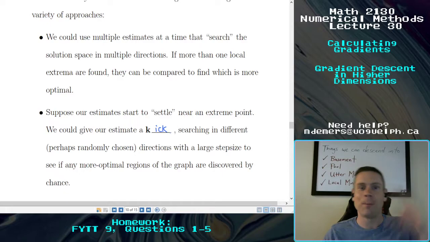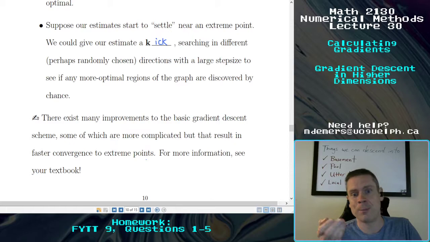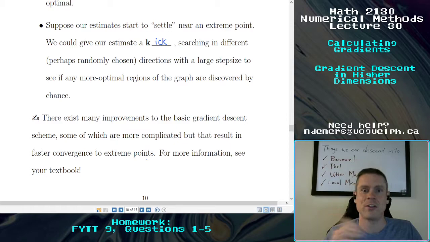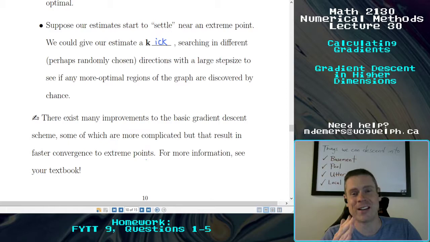There are lots of improvements to the basic gradient descent scheme, and what we've done here is do a 1D example and a more general 2D example, but it extends easily to higher dimensions, and there are lots of ways you can twist it to try and make it better. So your textbook might go into a few of these, and there are tons of resources out there online these days that will talk a little bit more about those things too. So if you're interested, you should spend some time with it, because as I said, this is a really useful technique that a lot of people are using these days, and it might be good to understand how they work.